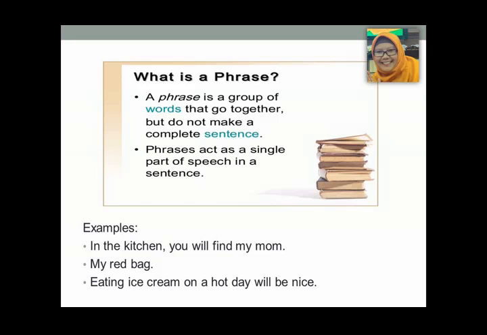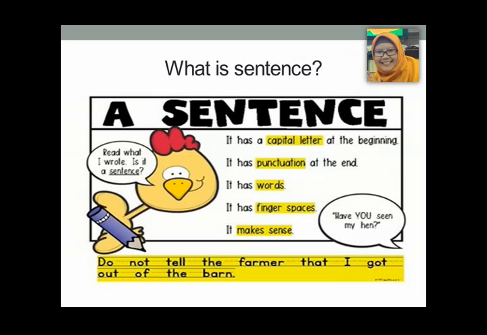And then, eating ice cream on a hot day will be nice. So we call it a gerund phrase. Eating ice cream is called a phrase. And then we move to our focus for today, that is, what is a sentence. There are some characteristics of a sentence. The first one, it has a capital letter at the beginning.